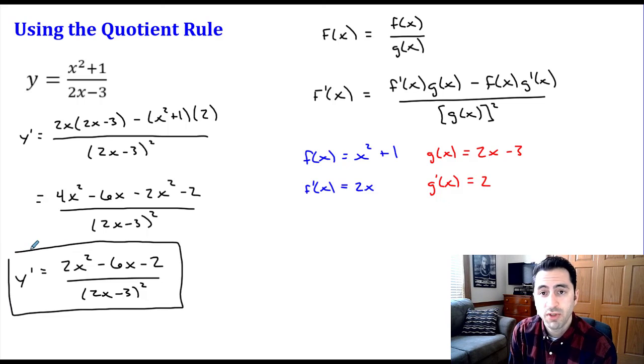And that's how we use the quotient rule to find the derivative of a function that's written as the quotient of two other functions.